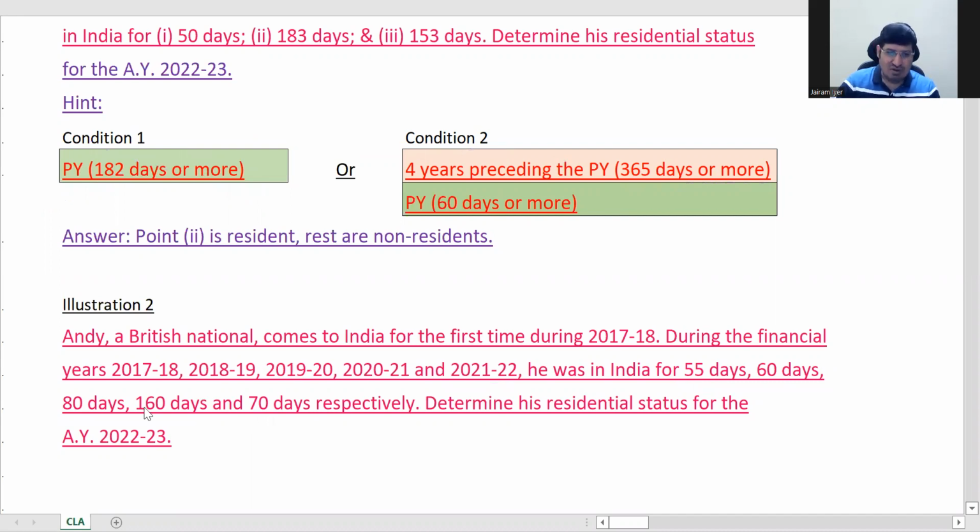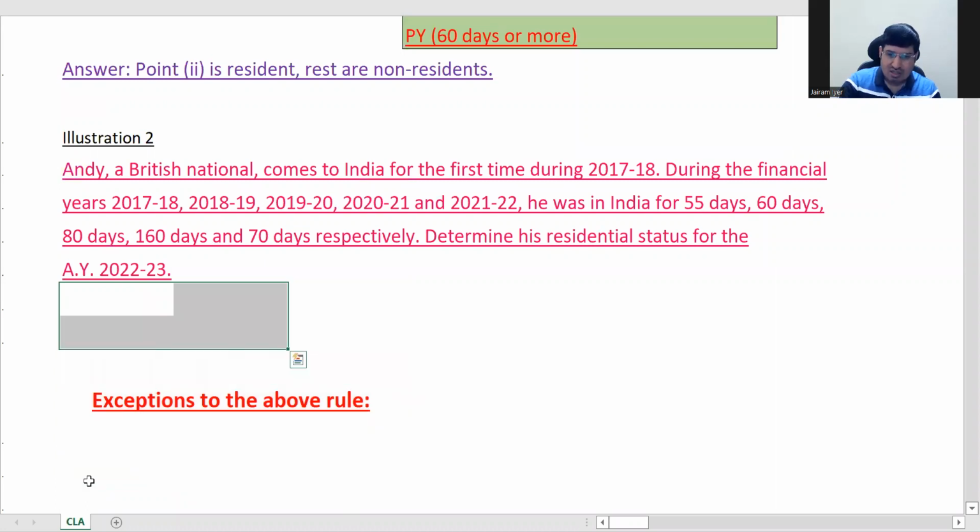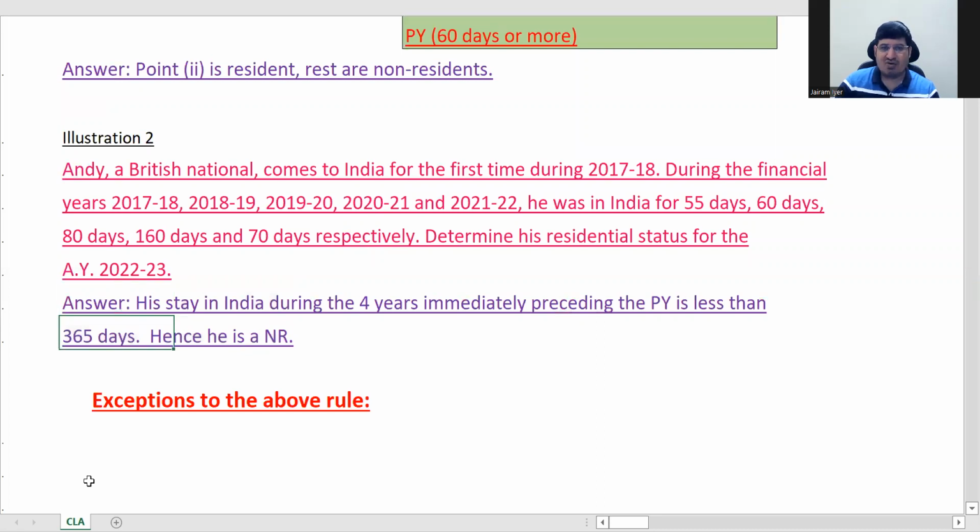Okay, so how you will solve this is, if you add these 4, 55, 60, 80 and 160, you can just add and see. It has to be 365 days or more. If it is less than 365 days, then he is a non-resident. If you want, I can add and show here: 55, 60, 80, 160. Total is 355. So 10 days is less, which is why he is non-resident. Clear?